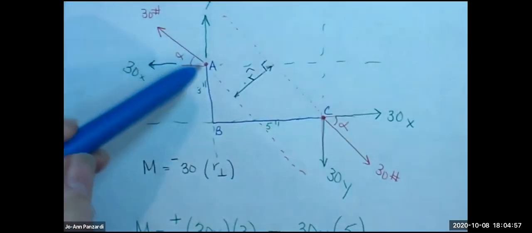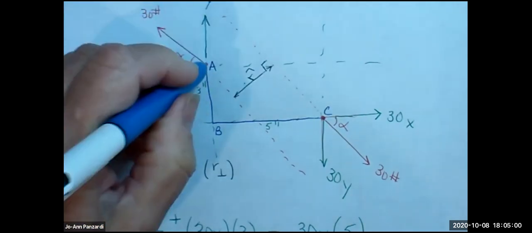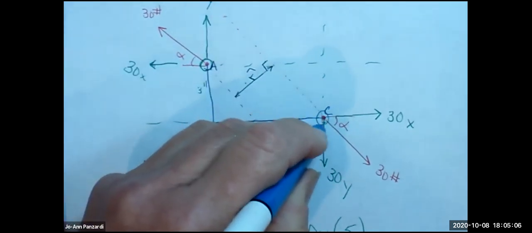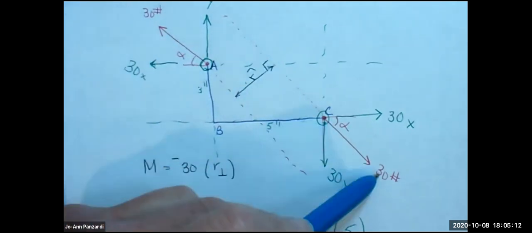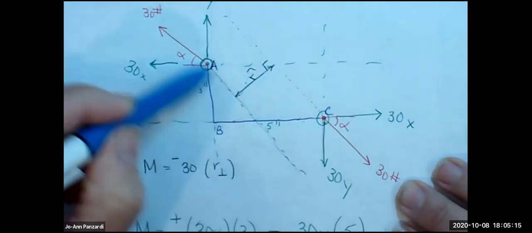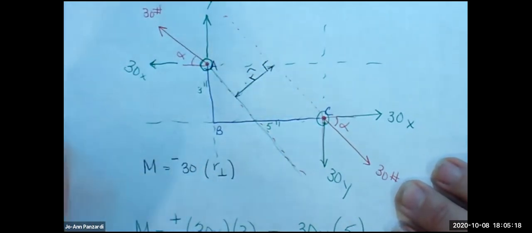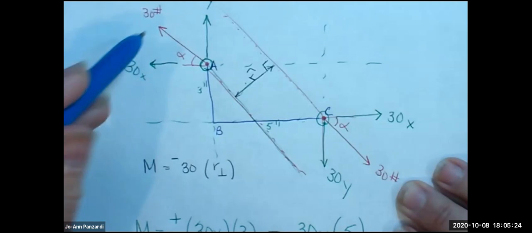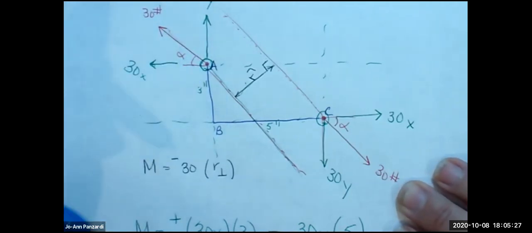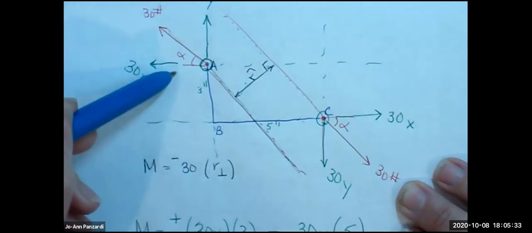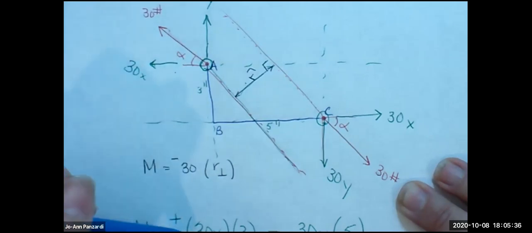So in this case, this force was at A, and this force was at C, and they were a distance apart. It was one couple, and if I knew the perpendicular distance between the lines of action of both those forces, I could find the moment, 30 times whatever the perpendicular distance is. But if I don't want to calculate the perpendicular distance, then I could break each force into components and solve for the moment due to each couple separately. Does this make sense?